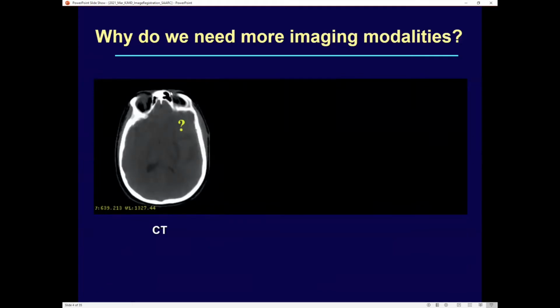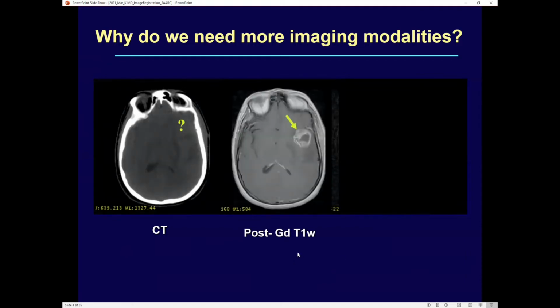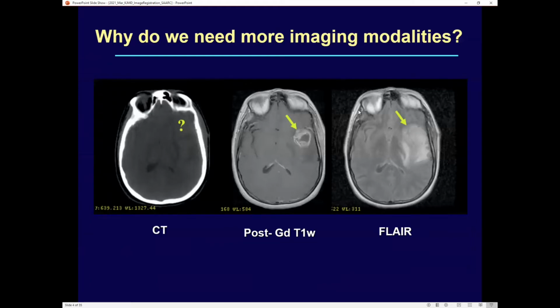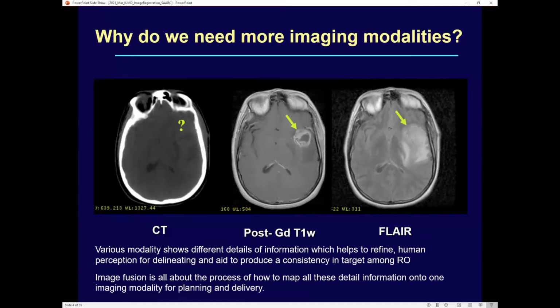Look at this. The tumor is not visualized in this CT. In a different image sequence, T1 weighted gadolinium contrast, you could see something. But at the same time, another image sequence of the same modality, FLAIR, gives a different perception of the tumor here. And this helps to refine the human perception for delineating the target volume, which is the CTV for the brain tumor in this case. So various modalities show different details of information, which helps to refine the human perception for delineating this target volume, and it could produce a more consistent target definition.